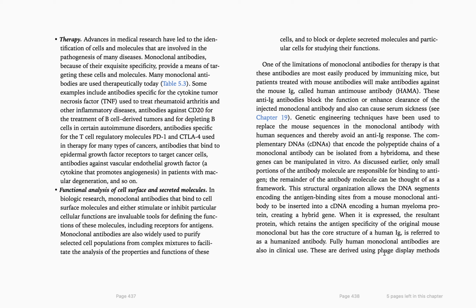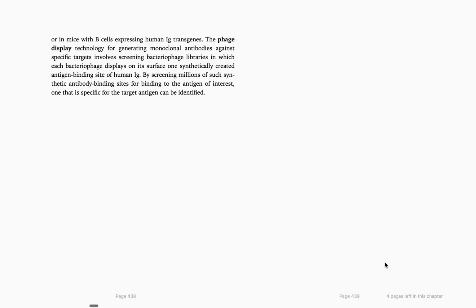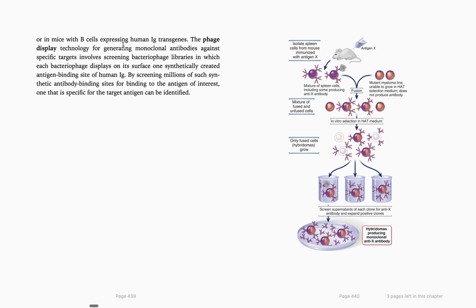These are derived using the phage display method or in mice with B cells expressing human Ig transgenes. The phage display technology for generating a monoclonal antibody against a specific target involves the screening of bacteriophage libraries in which each bacteriophage displays on its surface one synthetically created antigen binding site of human Ig. By screening millions of such synthetic antibody binding sites for binding to the antigen of interest, one that is specific for the target antigen can be identified.